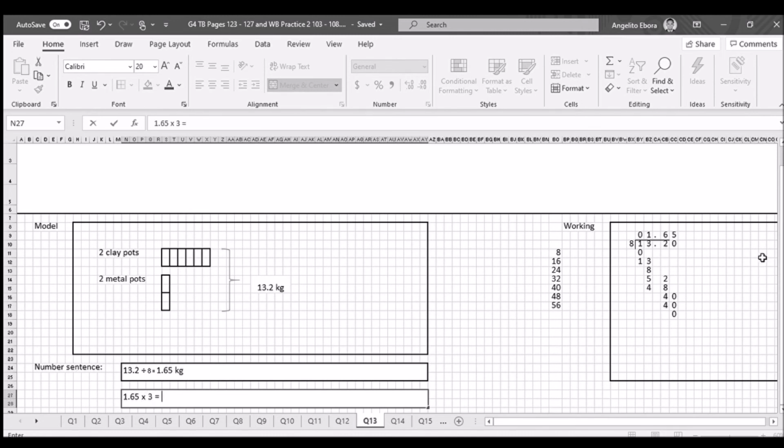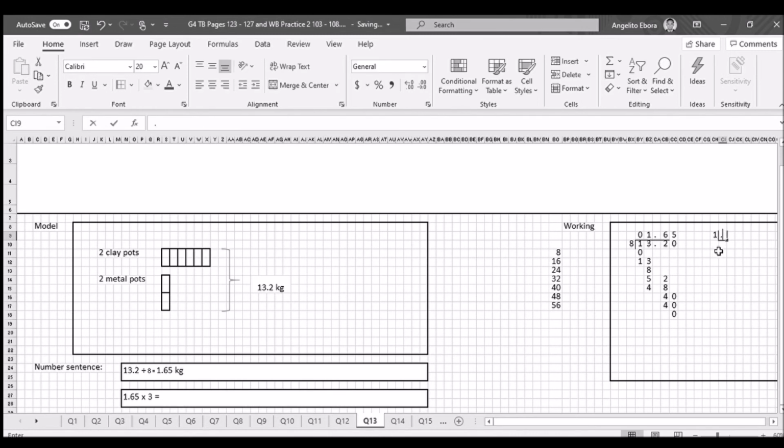So 1.65 times 3. 5 times 3 is 15, regroup. 6 times 3 is 18, plus 1 is 19, regroup. 3 times 1 is 3, plus 1 is 4. So 4.95 kilograms.